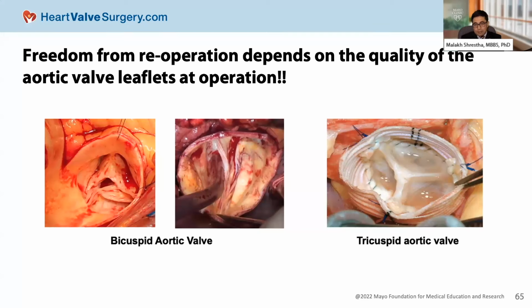On the extreme right, it's a tricuspid aortic valve. Usually tricuspid aortic valves are not calcified, so the results are better with tricuspid valves. But it's not because they are tricuspid, it's because the leaflets are in a better condition. So if you have a valve like the one in the middle, the bicuspid valve repair will be equally as good as the tricuspid valve repair. The next slide, please.